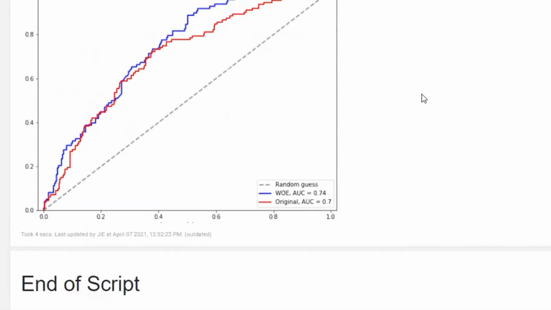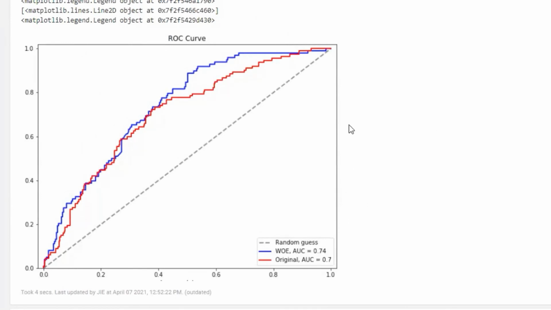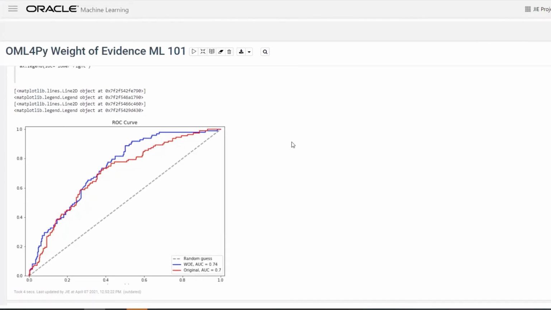And I would not say that weight of evidence can always give you an improvement in classification performance, but based on my experience, in one of my past projects, it provides a decent level of improvement. And of course, if you are interested, you're more than welcome to try on your side to see if the weight of evidence transformation can give you better accuracy.